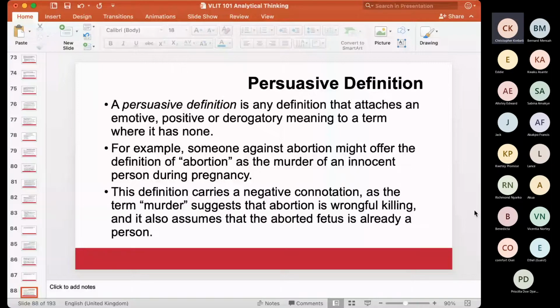Right? The definition carries a negative connotation, as the term murder suggests that abortion is wrongful killing, and it is also killing what? The fetus in the belly, right? It is also assumed that the aborted fetus is already a person. That is why you say you have aborted him or her. So if the fetus is about 3 weeks old, 1 month old, 3 months old, the pro-life people presume that the fetus is already a human being. So if you take any drug and expunge the fetus out of your belly, you have killed a human being. You have murdered, and you should be arraigned before court.